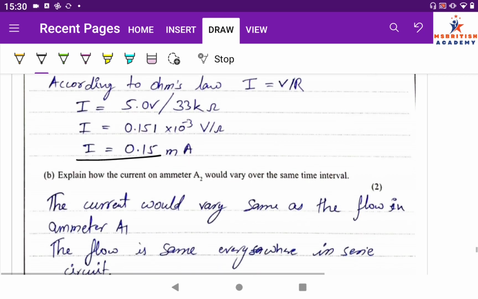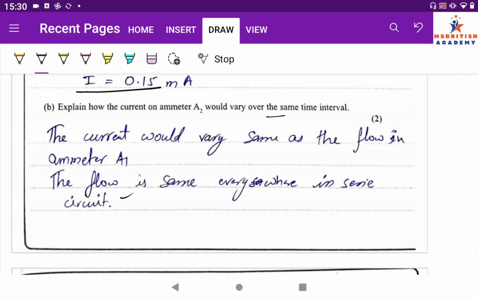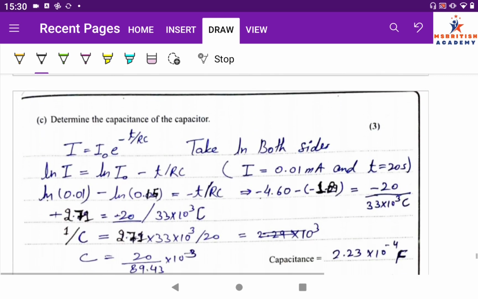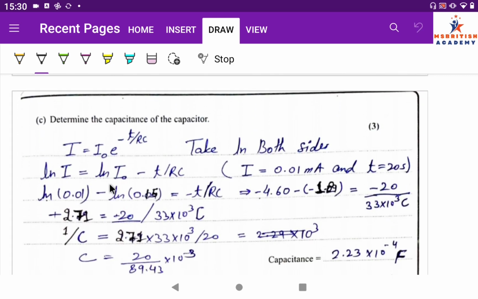Explain how the current on ammeter 2 would vary over the same time. The current would vary the same as the flow in ammeter 1. The flow is the same everywhere in a series circuit. Now determine the capacitance of the capacitor.